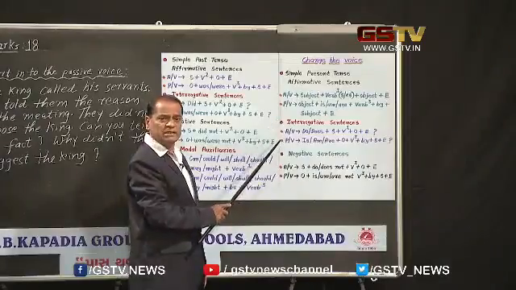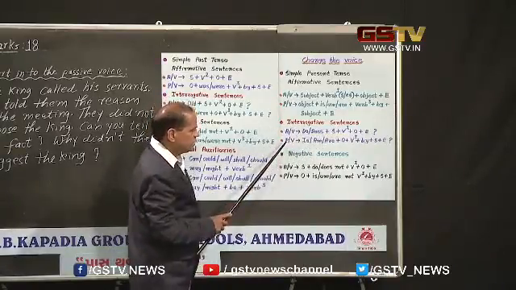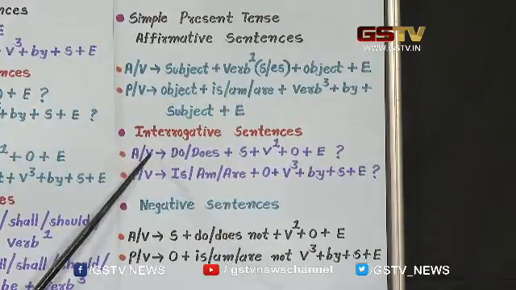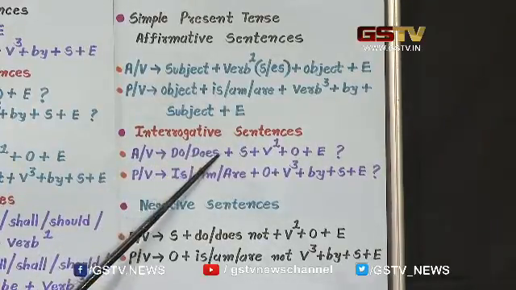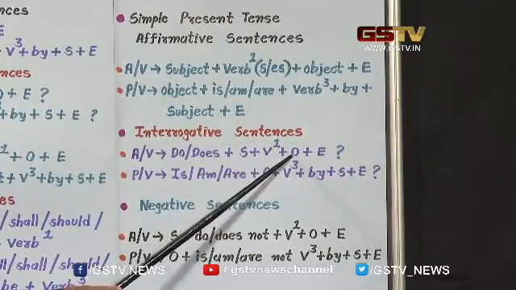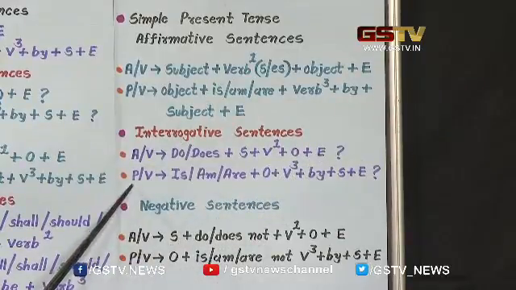And when this sentence is given in interrogative form, you have to pay attention here. Active voice: do or does plus subject plus verb original form plus object plus extra word, and then a question mark.